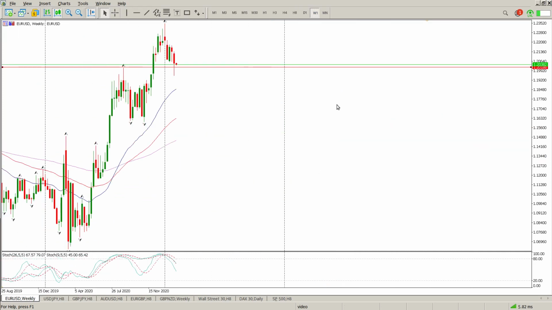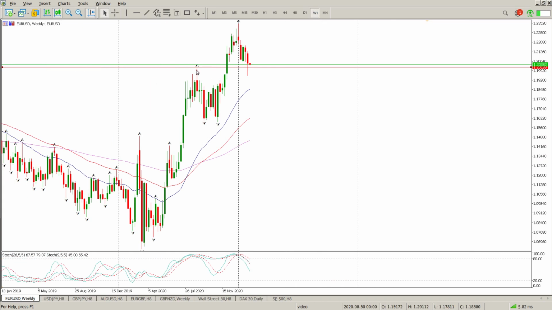Just wanted to quickly pick up the weekly, and you can see we've got a pretty strong weekly level here at 120.188, and we did bounce off it on Friday. So the trend is still up.